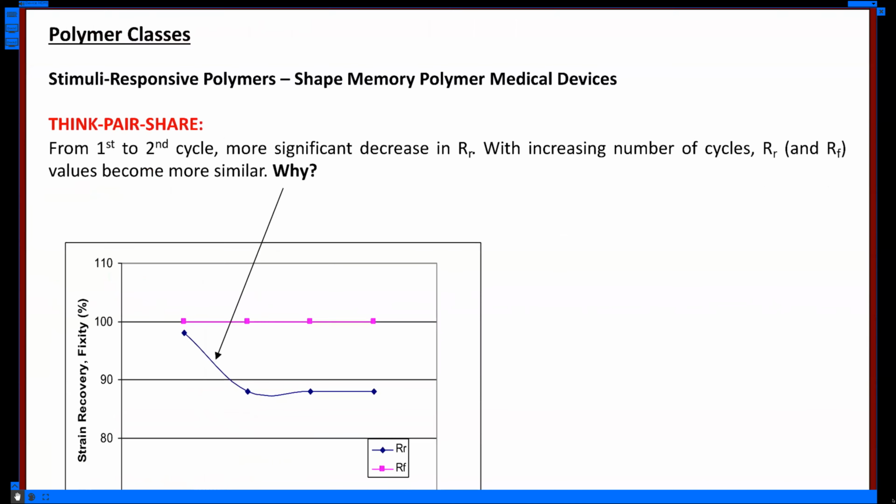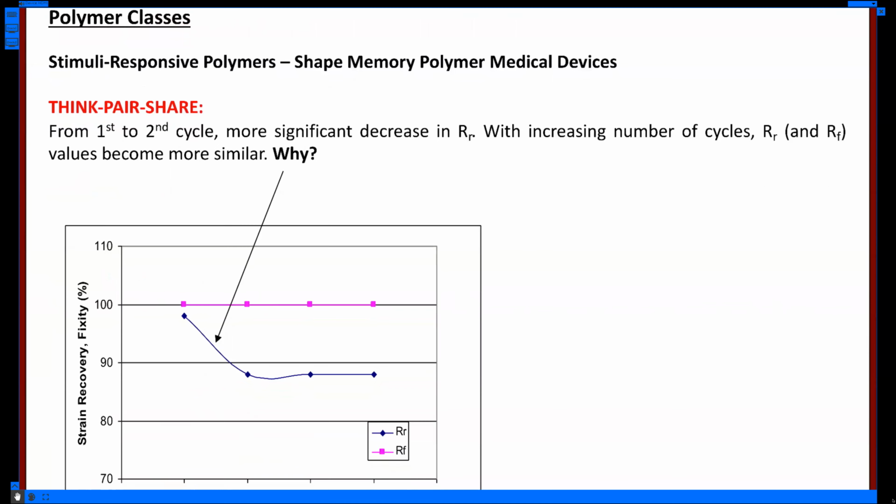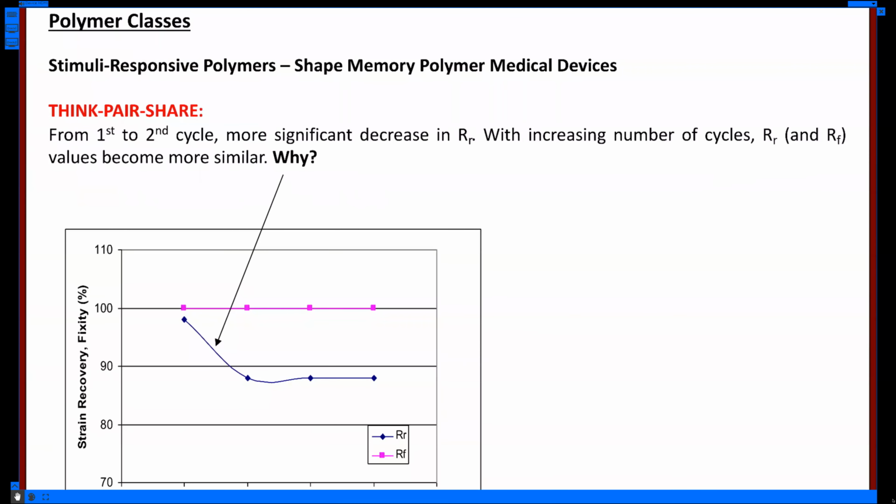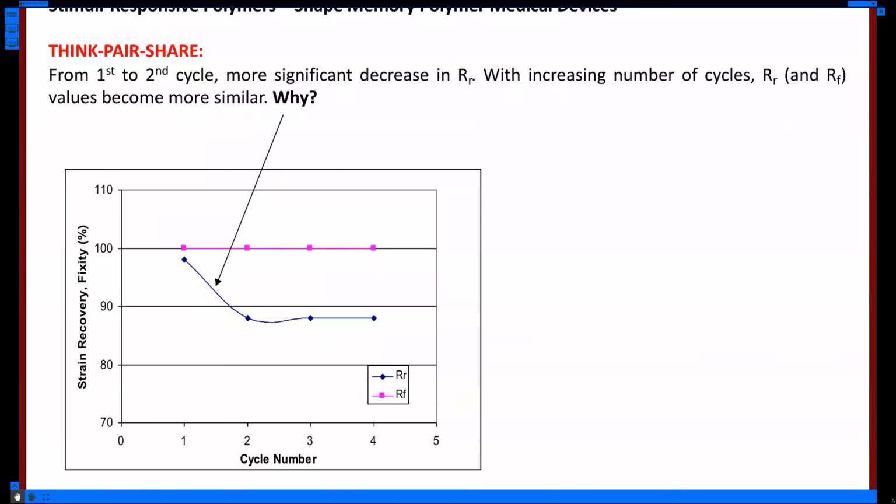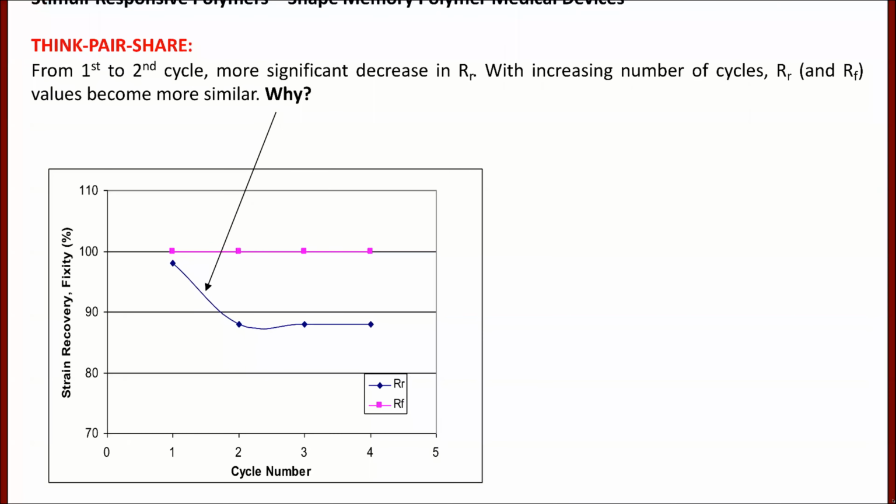So here's one that I'm going to give you so you can spend a couple of minutes thinking about this. From the first to second cycle, we see a more significant decrease in the RR, the strain recovery, with increasing number of cycles. Can you explain why there is a big decrease from cycle 1 to 2, then after 2 it starts to just plateau out? So have a think about that for a couple of minutes, go through the notes before, and then I'll answer that question for you.